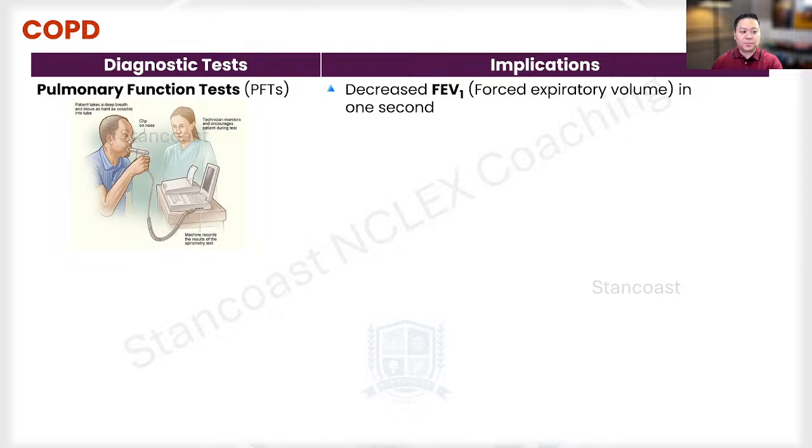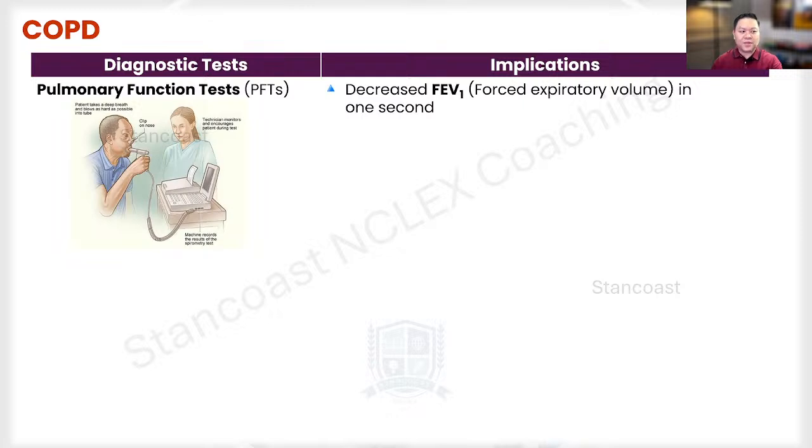So you'll see here the person being assisted by the respiratory therapist. They're going to be using that kind of device in order to measure the different capacities their lungs can do. So they're going to use that mouthpiece, and they're going to be instructed on the different steps here.